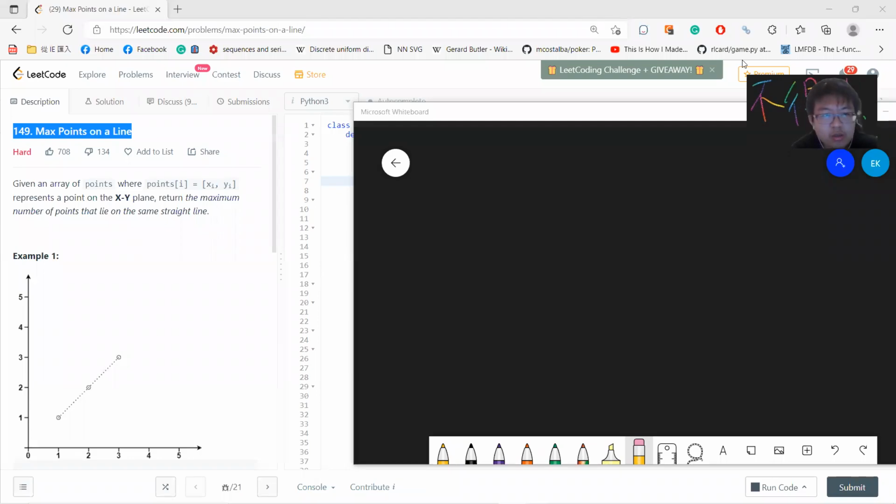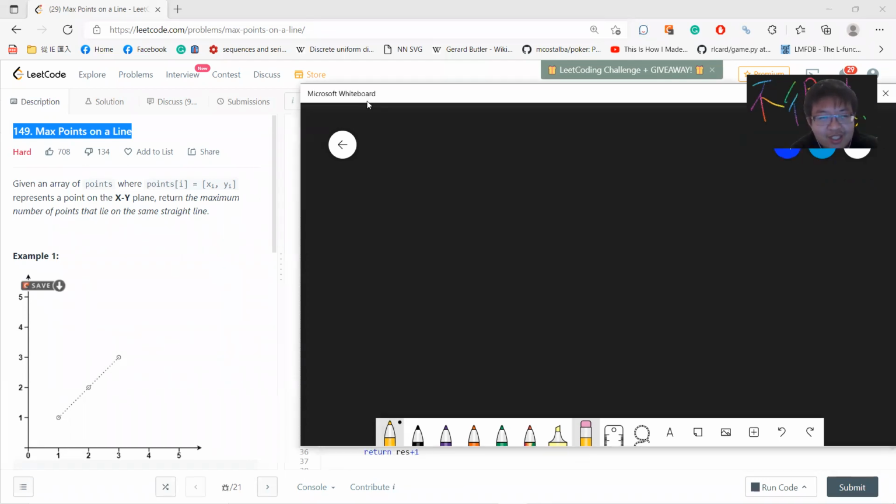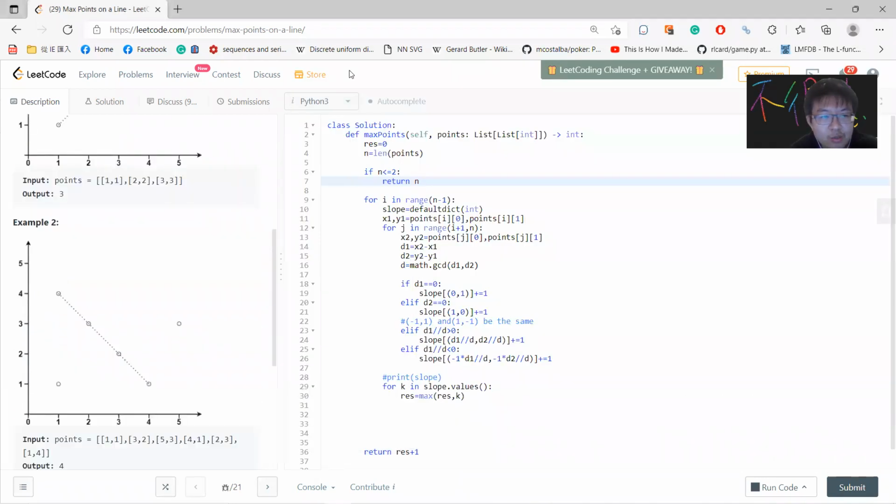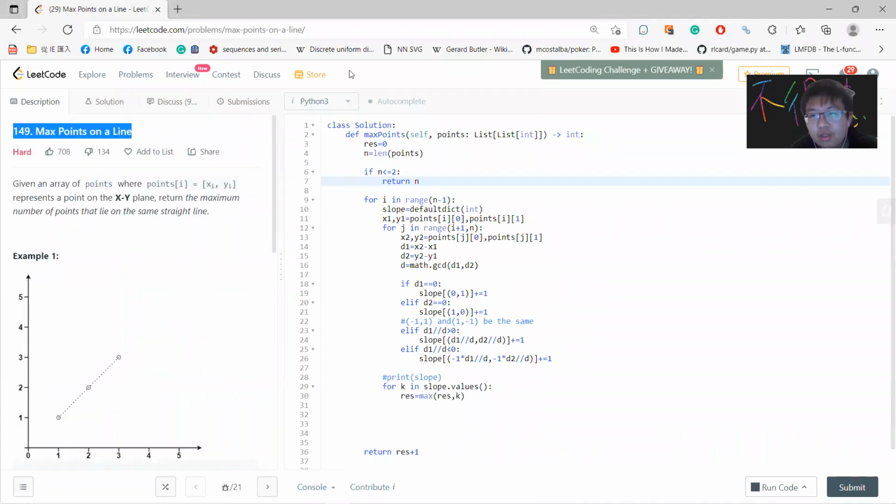What's up, guys? So let's solve this 149 Max Points on a Line problem. This problem is interesting, and I spent some time trying to code my own idea up. It's very similar to the official answer, but I think it's a little bit different. Let me just give you my opinion.